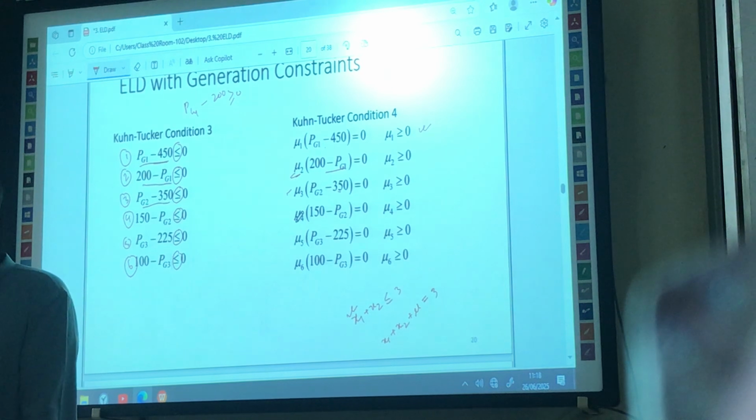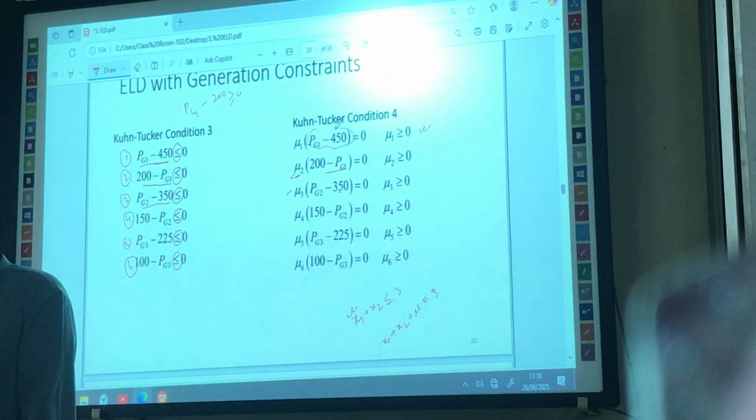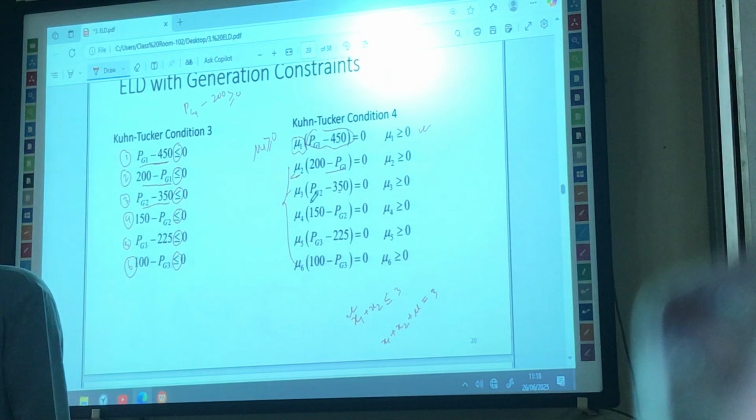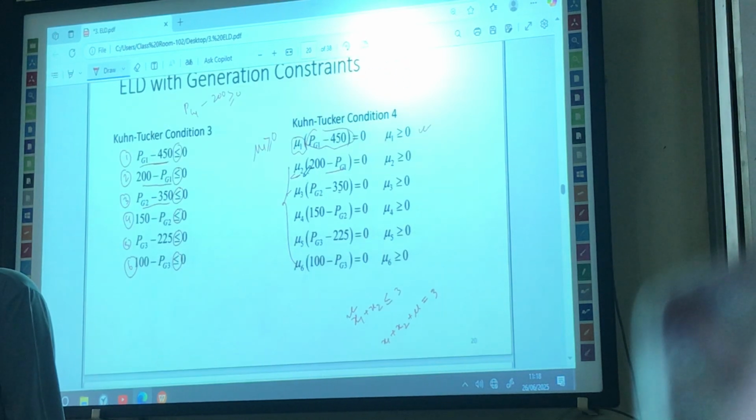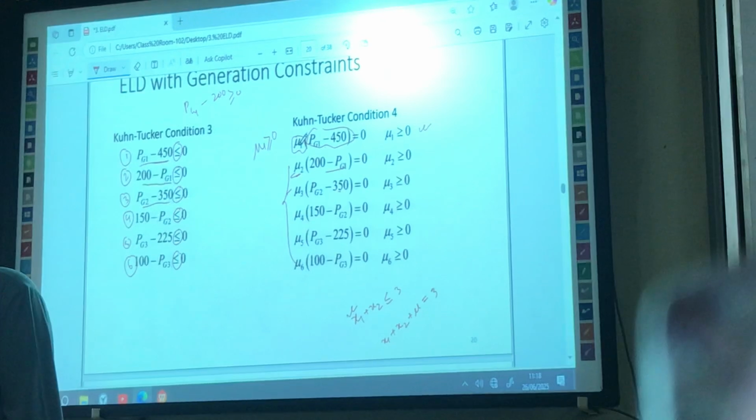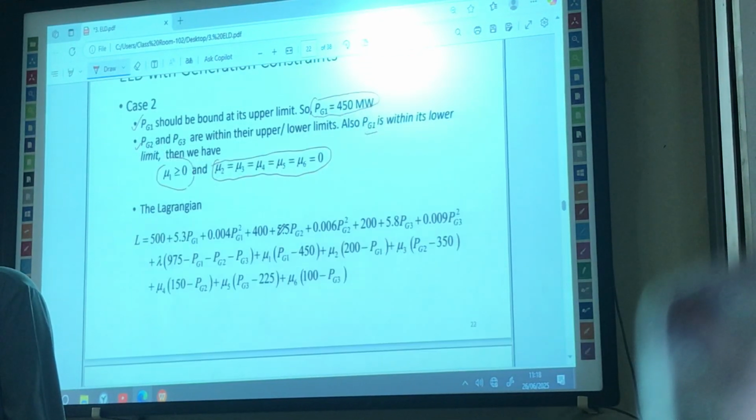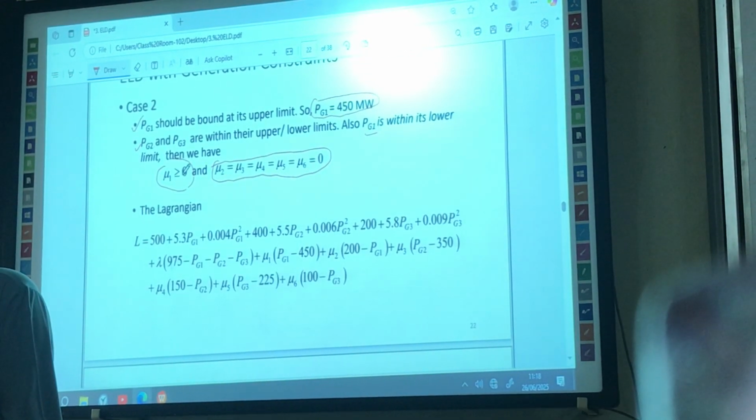Okay, let us understand this part. Only this thing is violated. This Pg1 is now greater than 450, right? So the associated slack variable is mu1. Now we will treat this mu1 as greater than 0. Other mu are 0 as well, because here no violation is there. So the assumption that we took in case number 1 is okay for mu2 up to mu6, but only mu1 is not correct. That's why we take mu1 greater than 0.